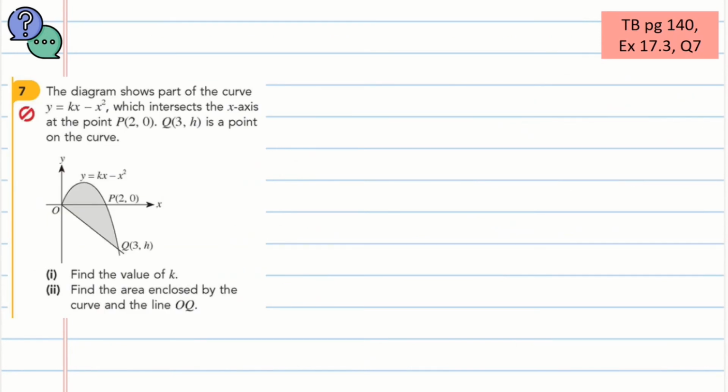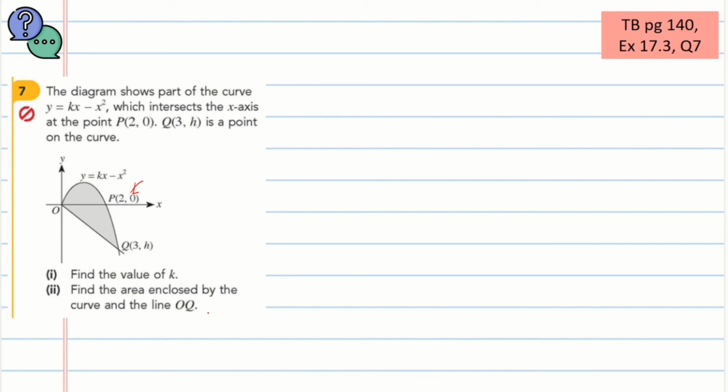We have come to our very last question for this unit. So we are looking at exercise 17.3, question 7, whereby the diagram shows part of the curve y equals kx minus x squared, and it intersects the x-axis at the point P, and Q is also a point on the curve. We want to find out the value of k.